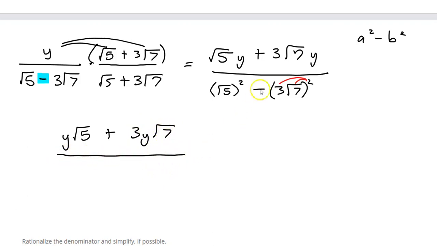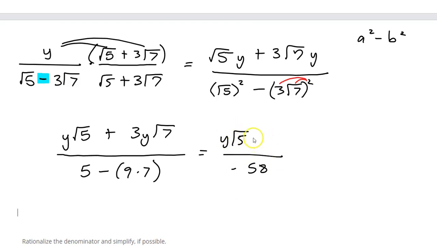Okay, all over. Well, notice here, this is just going to become 5 minus, well, that 3 squared is going to become a 9. When this cube root gets dropped out, I'm going to have 9 times 7. Okay. When we work everything out, just go ahead and get your calculator just in case. I am a stickler with that. I always like to double check. We're going to get negative 58 because you're going to have 5 minus 63, which is going to give us a negative 58 on the bottom, all over this y cube root 5 plus 3y cube root 7.